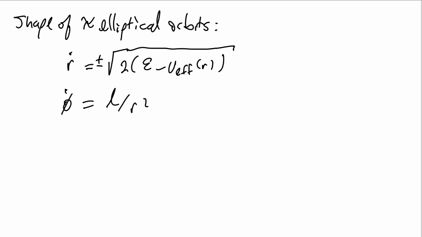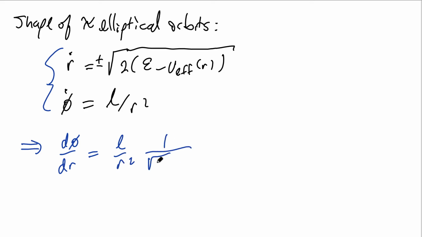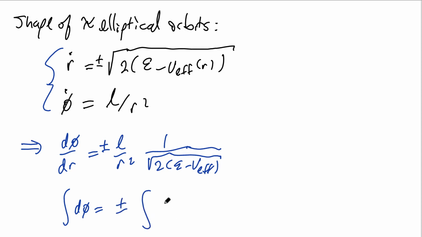And we can now combine these to obtain d phi dr equals L over r squared times 1 over square root of 2E minus V effective. And that's either plus or minus depending on the direction of motion. Now integrate this equation. We have the integral of d phi is equal to plus or minus the integral of dr L over r squared times 1 over the square root of 2E minus V effective.